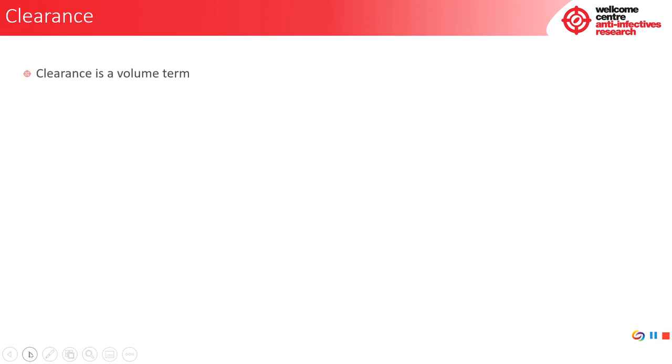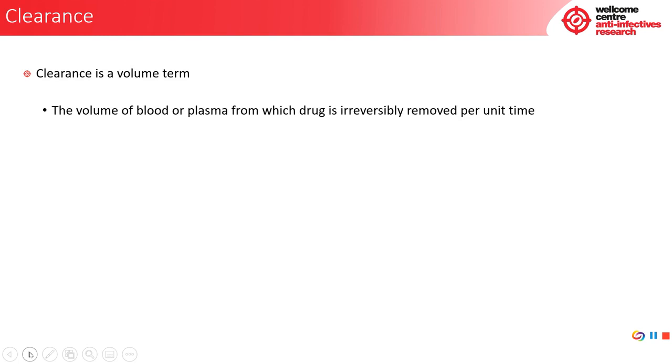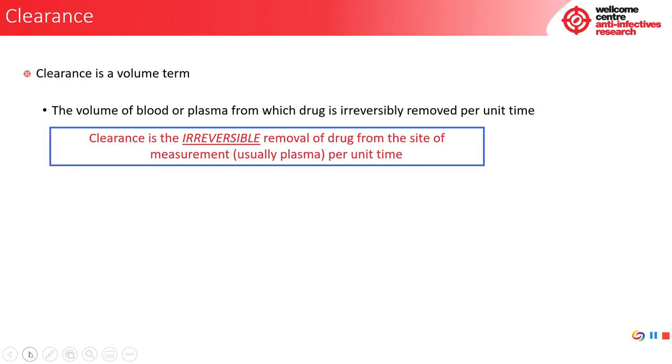Clearance. Clearance is a volume term. The volume of blood or plasma from which drug is irreversibly removed per unit time. Clearance is the irreversible removal of the drug from the site of measurement, usually plasma, per unit time.